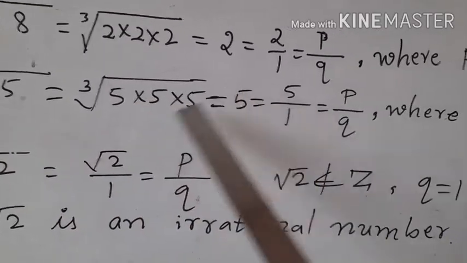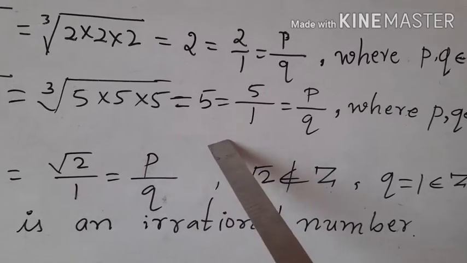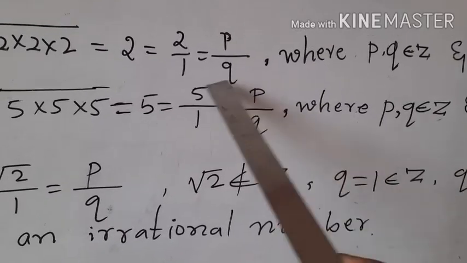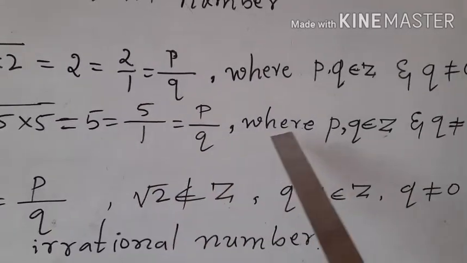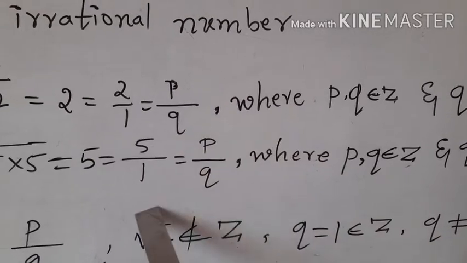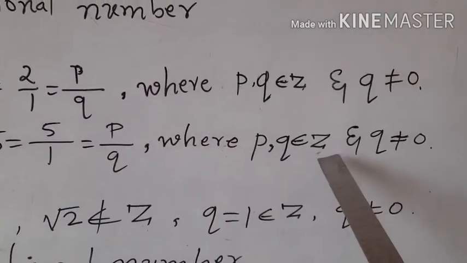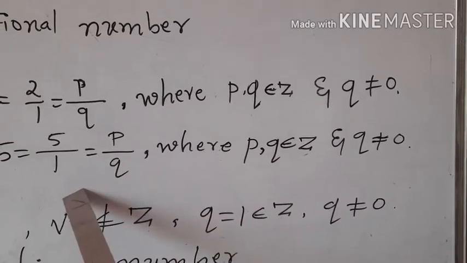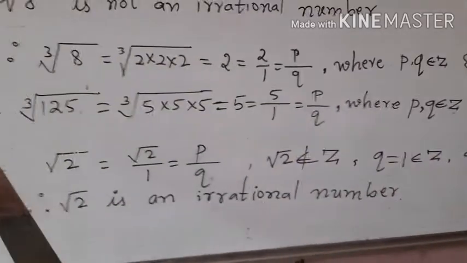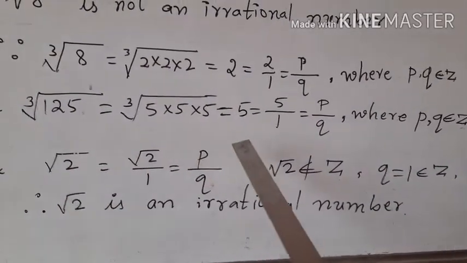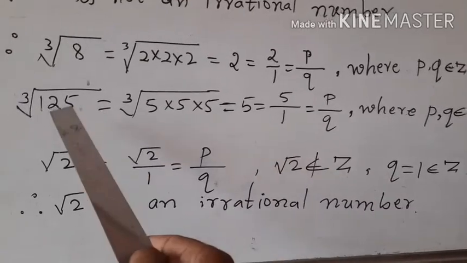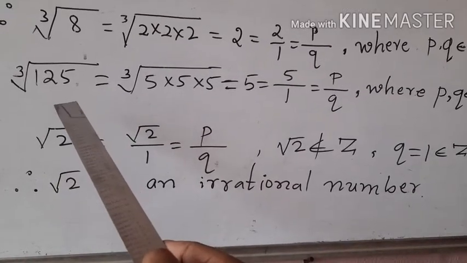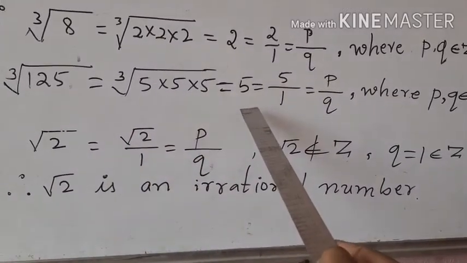And cube root of 5 into 5 into 5 is 5, and 5 is equal to 5 by 1. Therefore, 5 by 1 is equal to p by q. Here p is 5 and q is 1, where p and q belong to integers and q is not equal to 0. Here the value of q is 1, it is not equal to 0. That is why, children, cube root of 125 is equal to 5 and this is not an irrational number, because cube root of 125 is a rational number. It is not an irrational number. Is it clear to you?